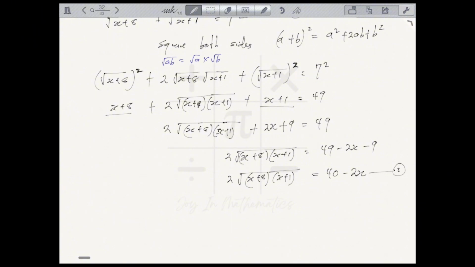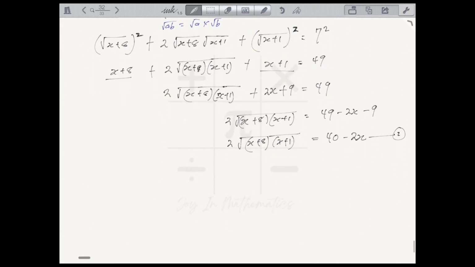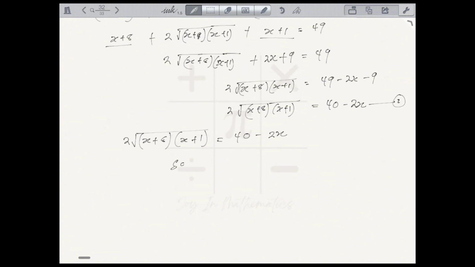Now we will take equation 2 again. After we have reduced equation 1 further to equation 2, we take equation 2 again, 2 square root of x plus 8 multiplied by x plus 1 is equals to 40 minus 2x, and this time again we square both sides. So we'll have 2 square root of x plus 8 times x plus 1, all squared is equals to 40 minus 2x all squared.